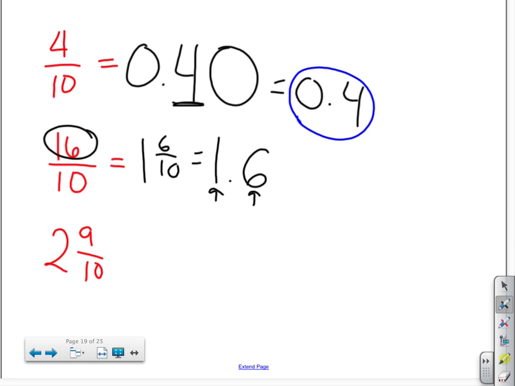The last one is 2 and 9 tenths. That one's a mixed number. I just read this one out loud and then write exactly what it says. It says 2 and, so I would write 2 and 9 tenths. And I can check and say, this is a whole number, and this is my tenths place. Okay? So thinking about tenths, always make sure that you have the number in the correct place value.